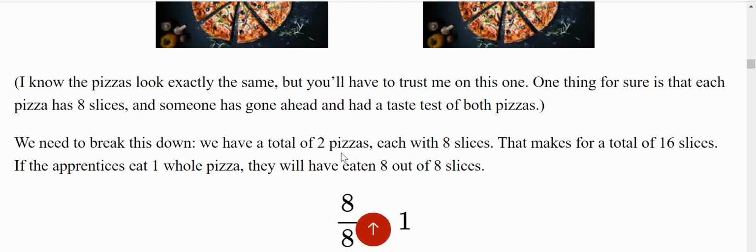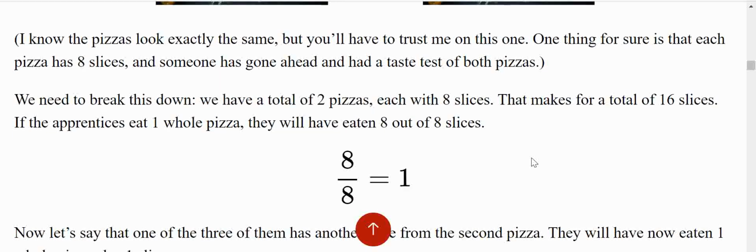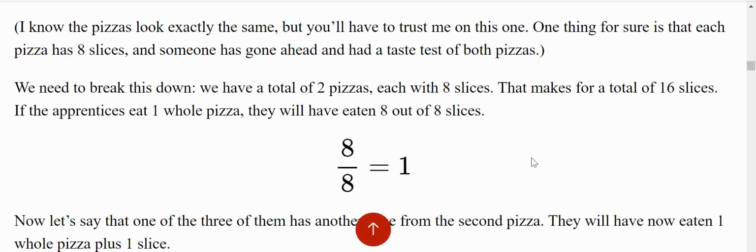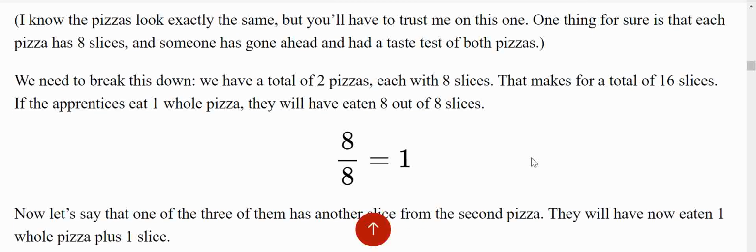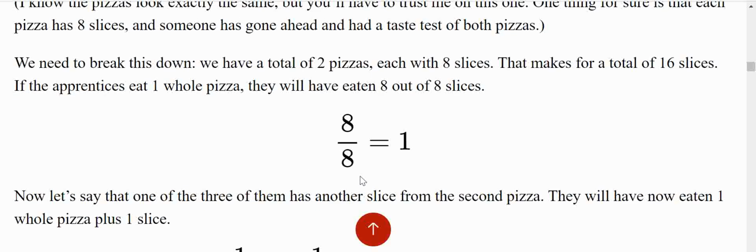We have a total of 2 pizzas, each with 8 slices. That makes for a total of 16 slices. If the apprentices eat one whole pizza, they will have eaten 8 out of 8 slices. So you see here, 8 over 8 is 1, or you could say 8 over 8 equals 1.